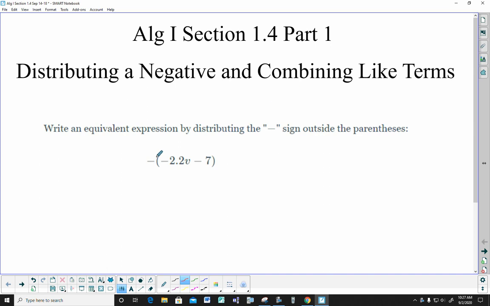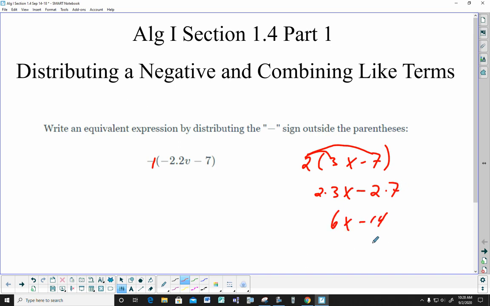So the first thing here is when you distribute this negative into this parenthesis, it's as if you have a -1 hanging outside that parenthesis. So perhaps this will help you first. If you had this, and you're going to distribute the 2 inside that parenthesis, the 2 is going to multiply to both things. So you'd have 2 times 3x minus 2 times 7. So you'd have 6x minus 14.